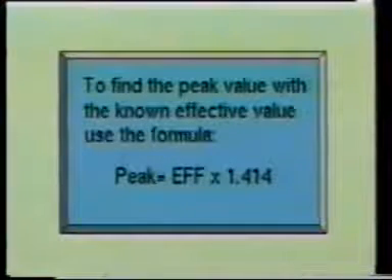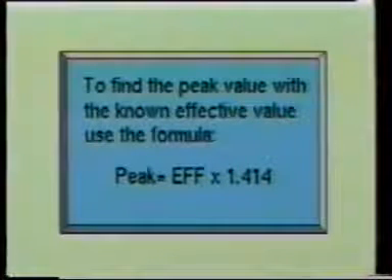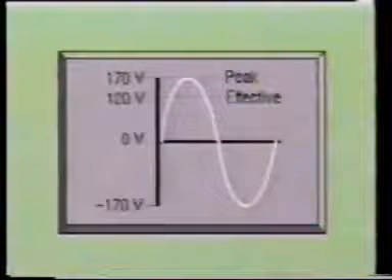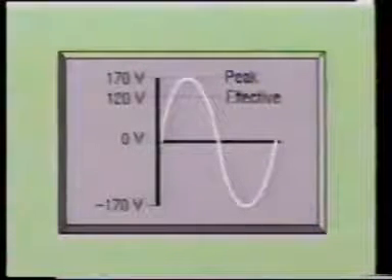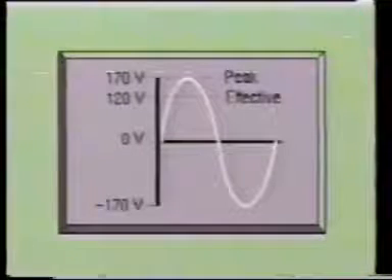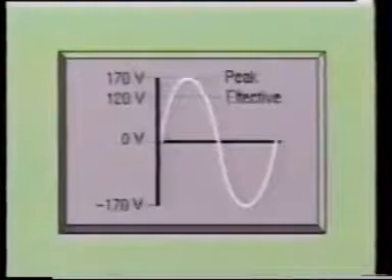If you know the effective value of a wave and you need to calculate the peak value, you simply multiply the effective value times 1.414. The 120 volts in your home is actually a sine wave voltage with an effective value of 120 volts. The peak value of this voltage is actually 169.68 volts.